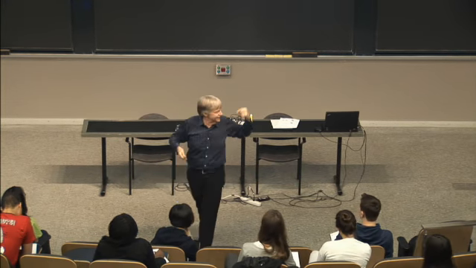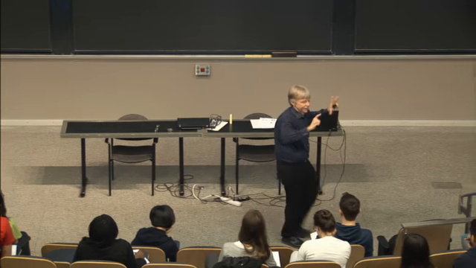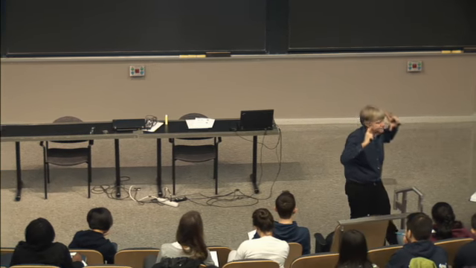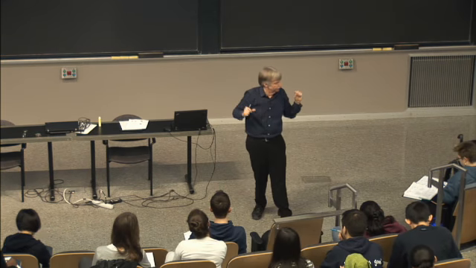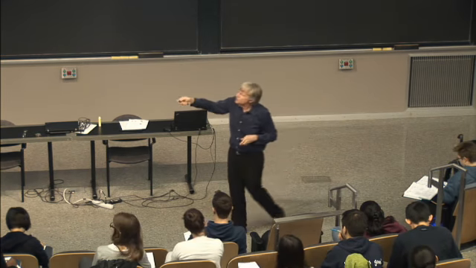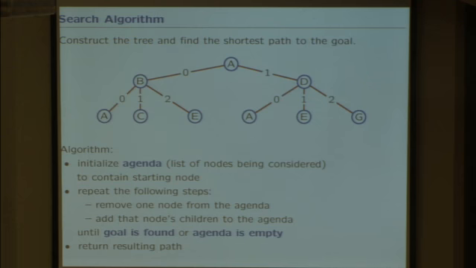So we'll call it the agenda is the state. The agenda is the set of nodes that I'm currently thinking about. So I'll initialize that to contain the starting node. Then I'll just systematically keep repeating the same thing over and over again. Take one of the nodes out of the agenda, think about it, replace that node by its children.